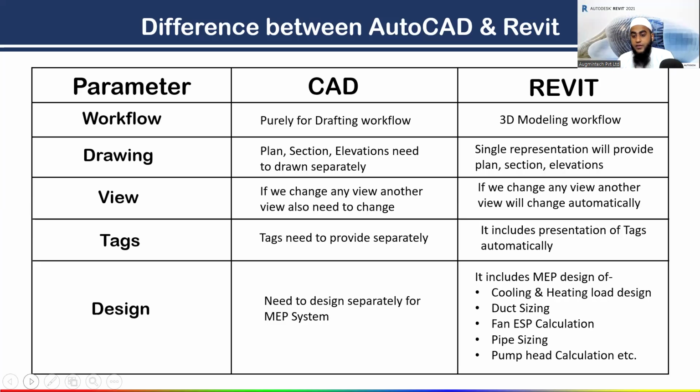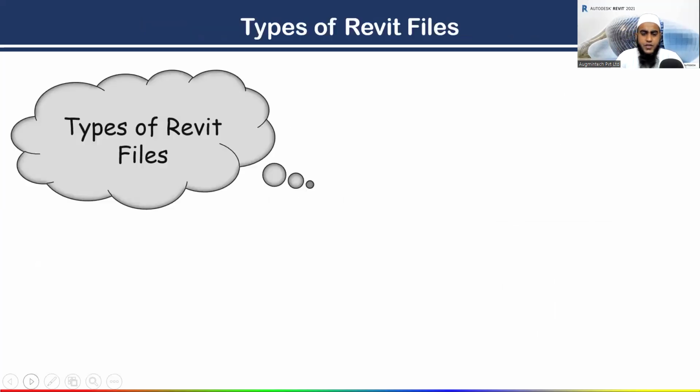Here in Revit, you will get the MEP design of cooling and heating. You can easily do the heat load calculation here. I'm talking about the MEP side. If, let's say, you are an MEP engineer, here in Revit you can easily get the cooling and heating load design. Duct sizing is also available here, automatic duct sizing. You will get the fan ESP calculation also. Pump sizing is automatic. You will get the pump head calculation in just one click after performing the services. So this is the main difference between CAD and Revit. And Revit will also save time.